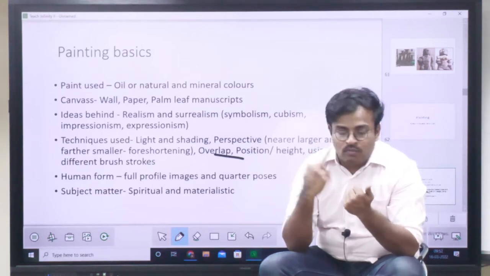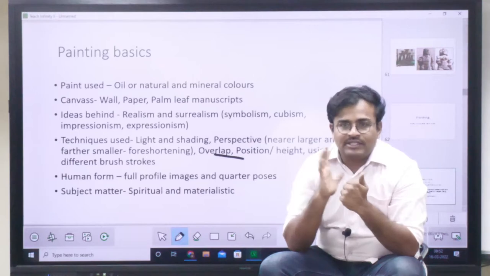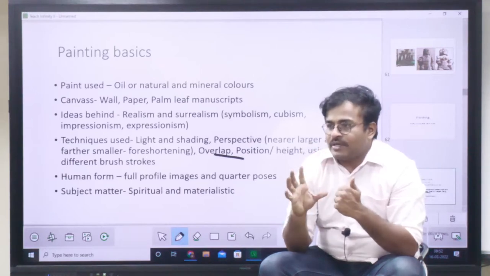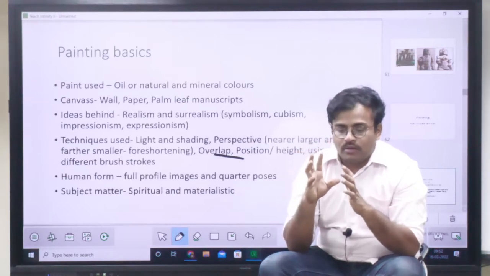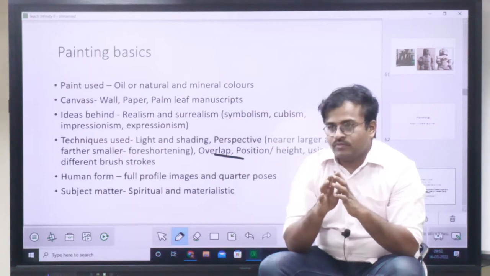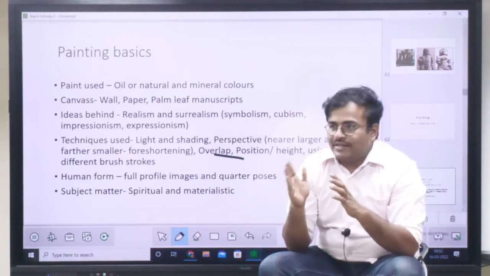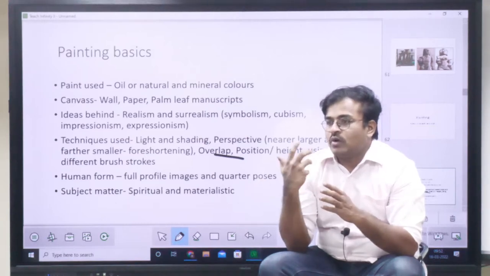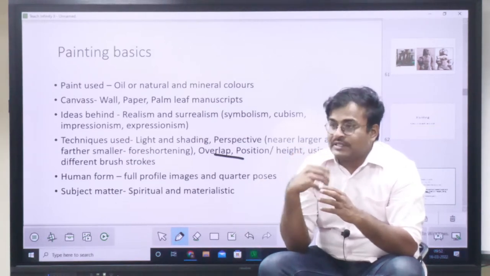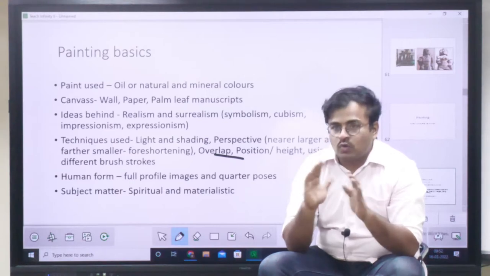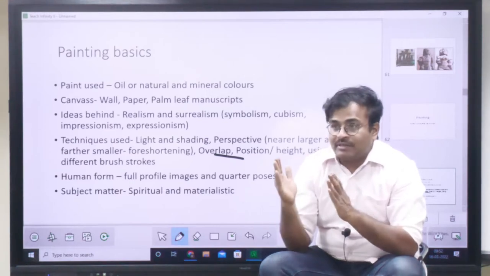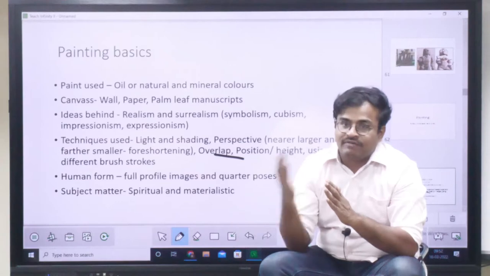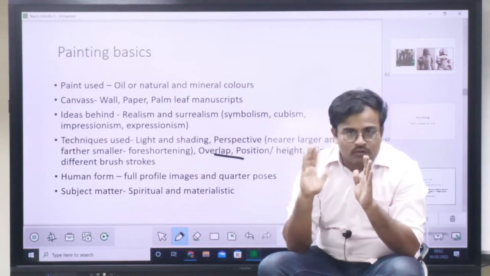And one more school is known as symbolism. In symbolism, what the artist depicts is hidden in symbols. Are you getting it? Rather than replicating what is really present, they use symbols in order to tell some message, and then it is known as symbolism. So these are the various schools which emerged during modern times. And some of these forms and expressions were present even before. Are you following what I'm trying to say?